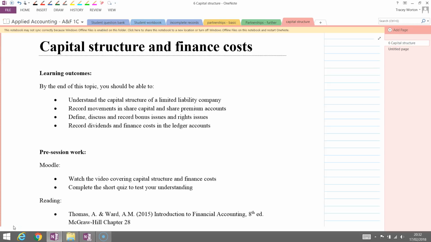So by the end of it you should be able to understand the capital structure of a limited liability company, record the movements in the share capital and share premium accounts, define, discuss and record bonus issues and rights issues of shares, and also to record dividends and finance costs in the ledger accounts. Chapter 28 from your Thomas & Ward textbook accompanies this.